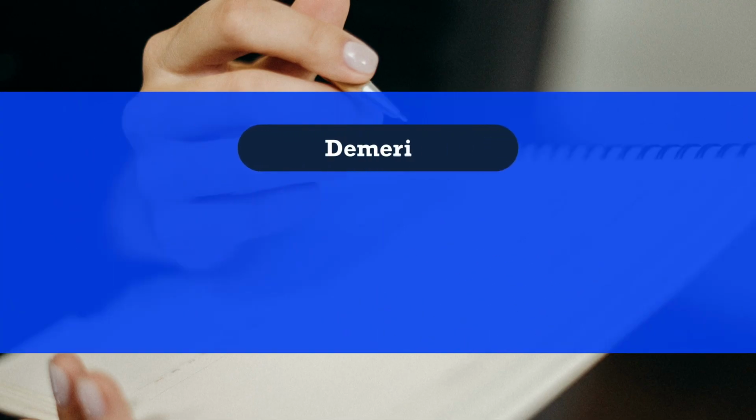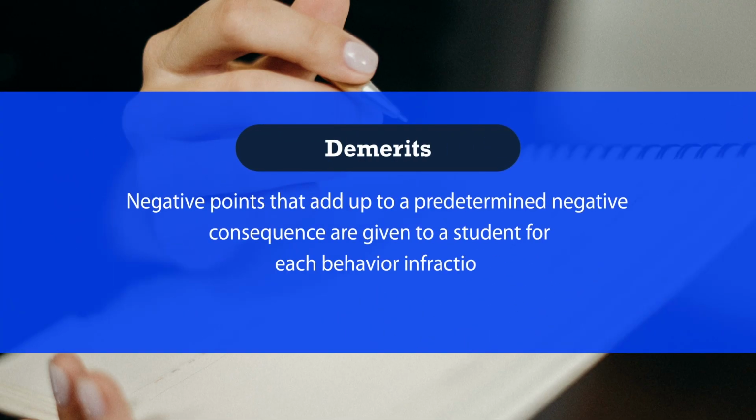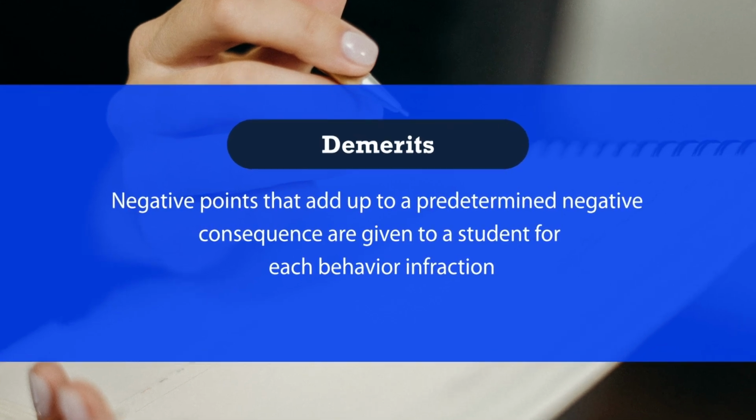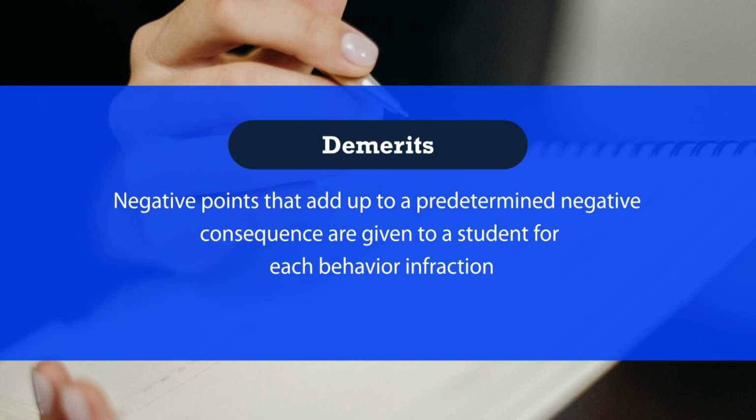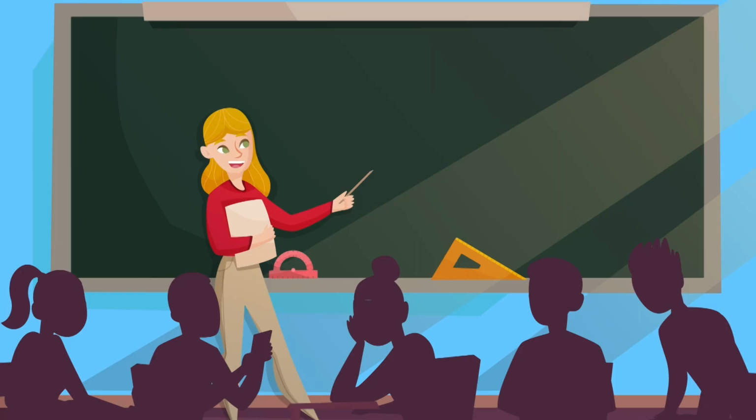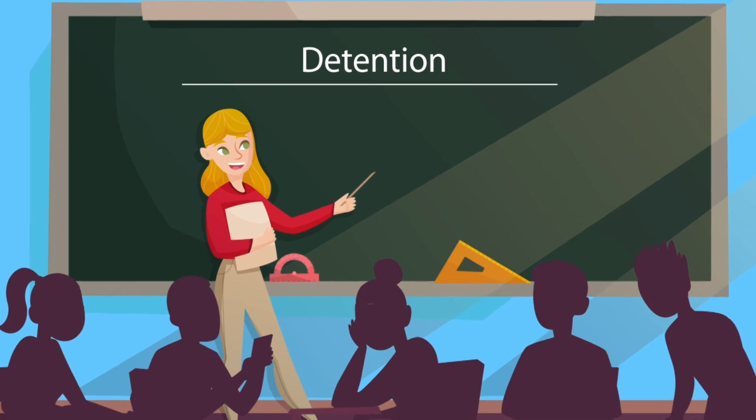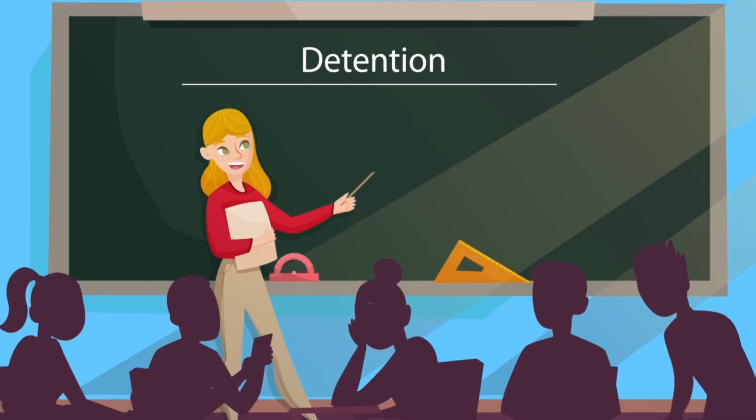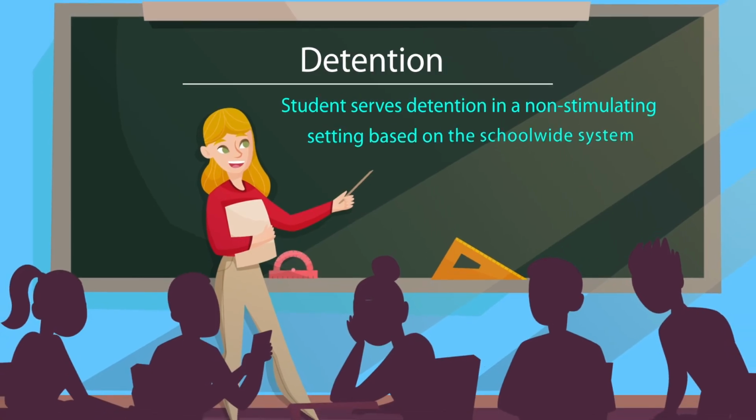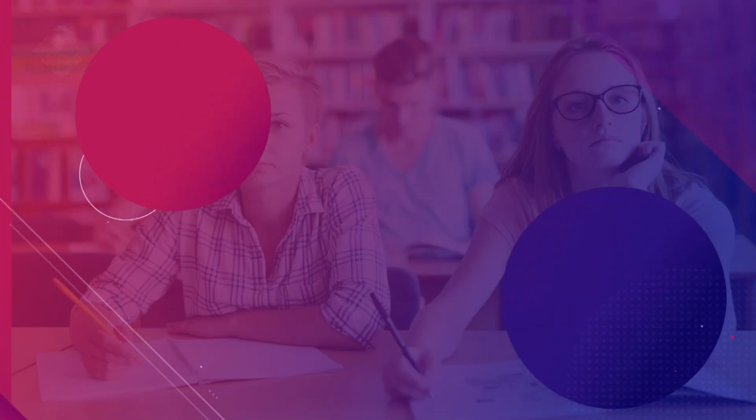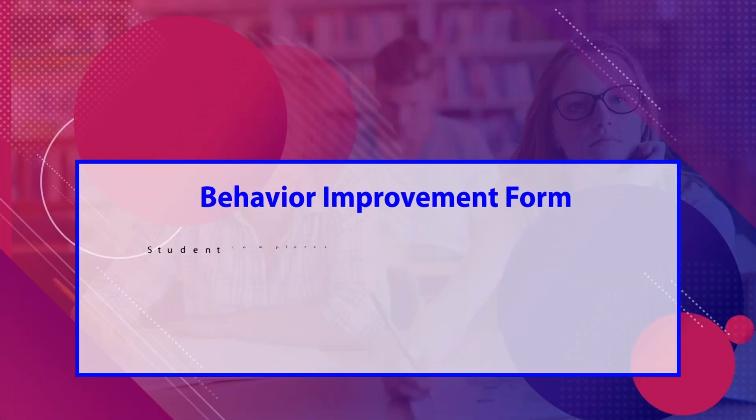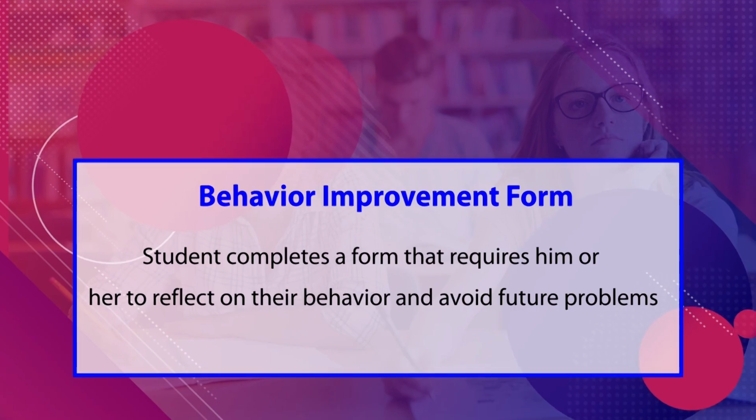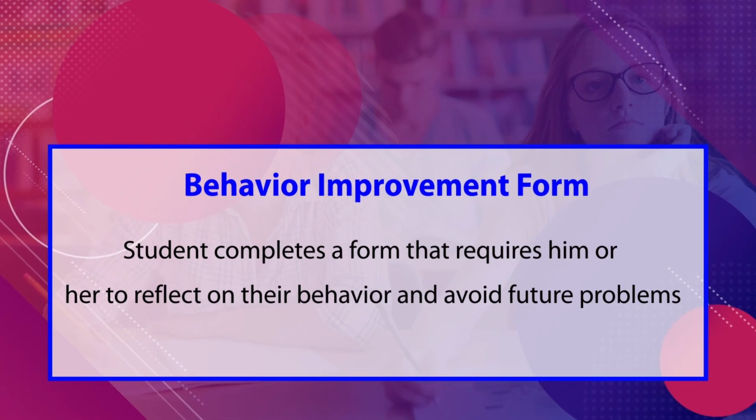You can give them demerit points, which are negative points that add up to predetermined negative consequences, which are to be given to a student for each behavior infraction. Detention is also a strategy which should not be used regularly, but sometimes if a student is creating some problem, a school can make a system that such students can be detained for a particular period in a non-stimulating situation. You can give them a behavior improvement form, where they need to complete a form which requires them to reflect on their behavior and to avoid future problems.